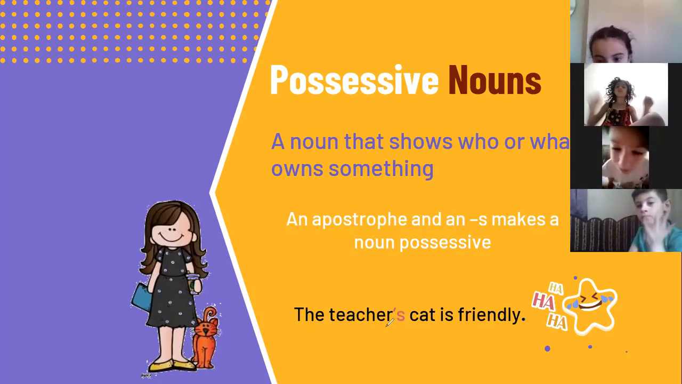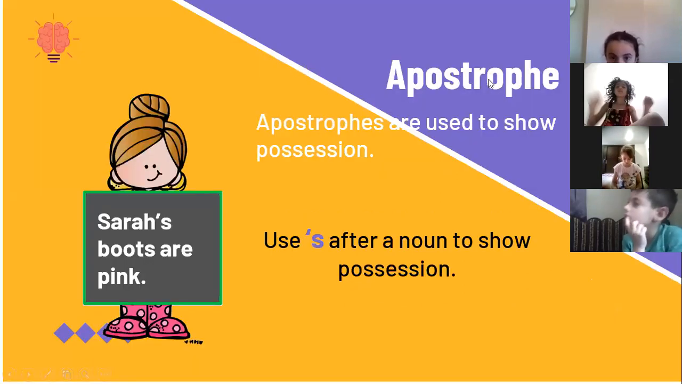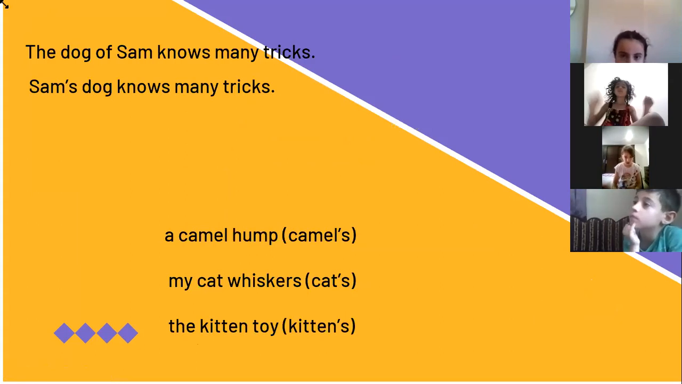Now let's read this sentence. The teacher's, can you see the apostrophe and the S? The teacher's cat is friendly. So the teacher owns the cat. This is the possessive noun. We're going to learn now the difference between singular and plural. So the apostrophe shows possession in a noun.